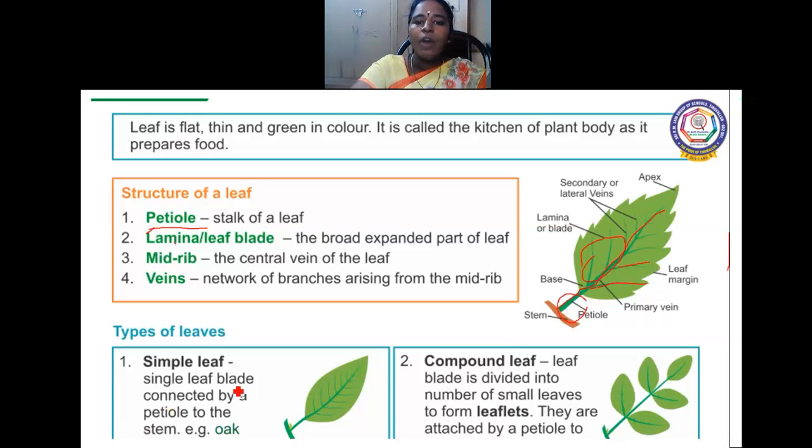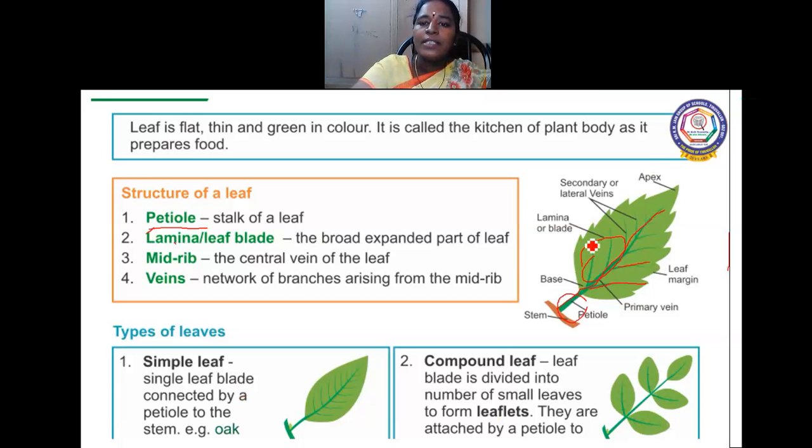Okay, simple leaf and compound leaf, two types of leaf. If a single leaf is attached to the petiole, it is known as a simple leaf. If the leaf is divided into two or more leaflets, it is a compound leaf.